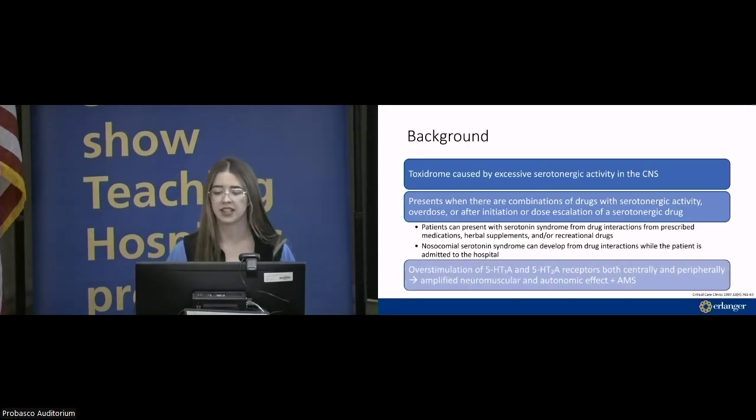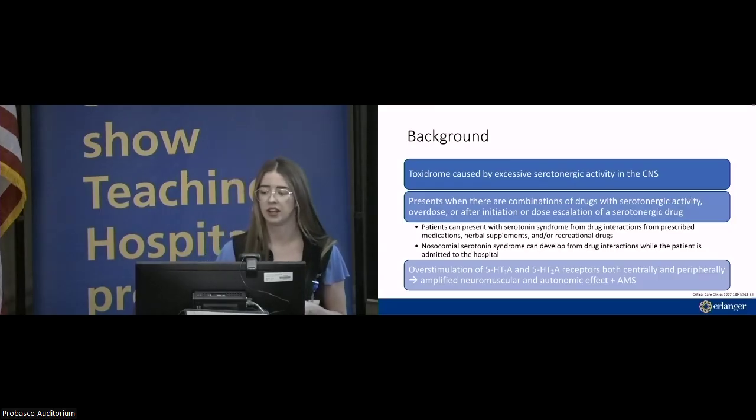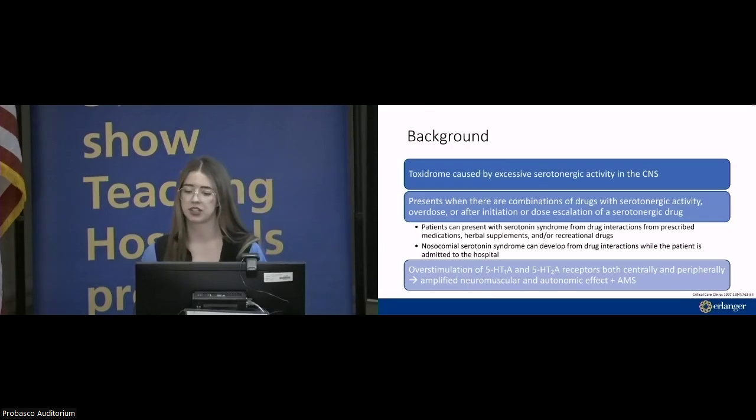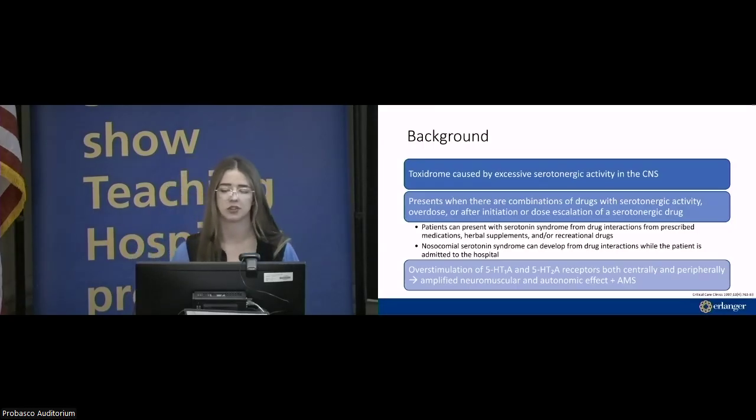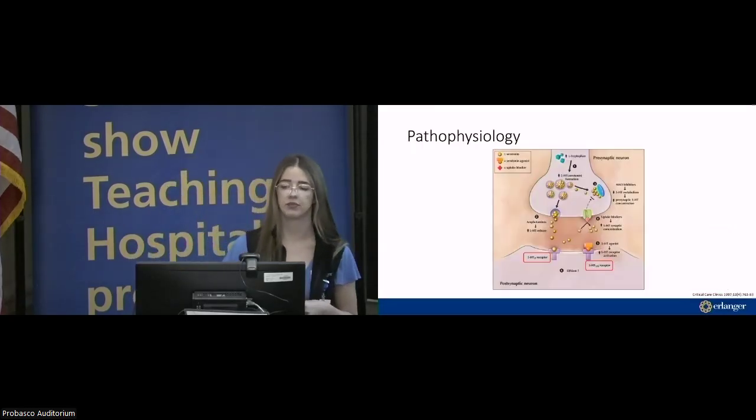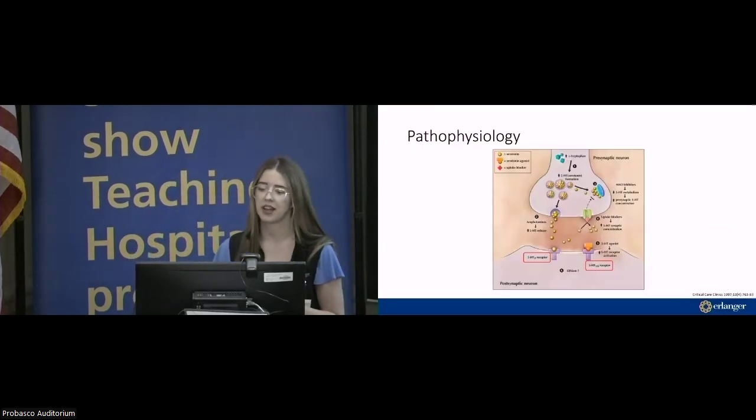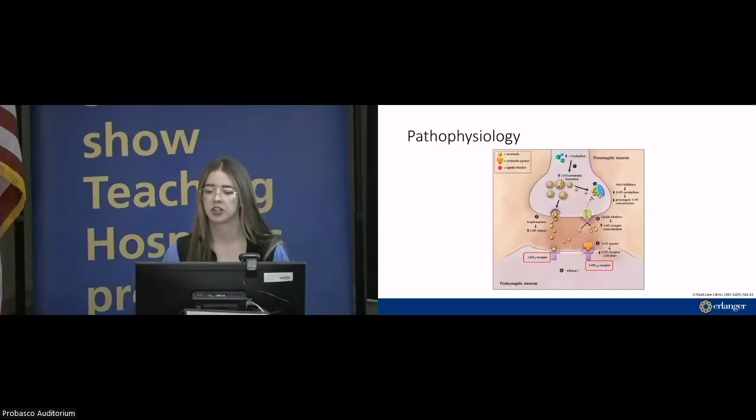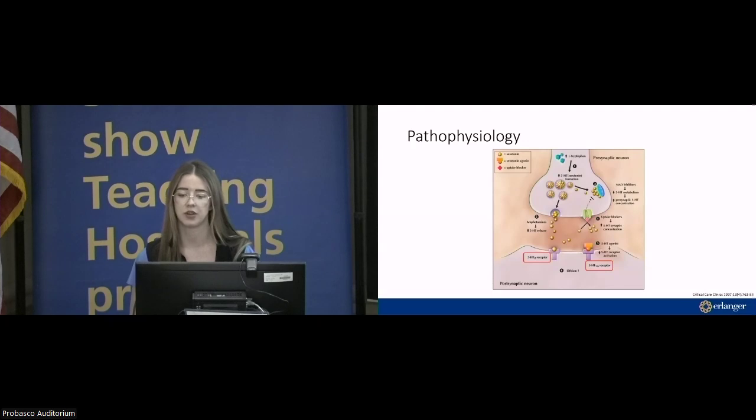The underlying mechanism is overstimulation of serotonin 1A and serotonin 2A receptors, centrally and peripherally, and this leads to amplified neuromuscular and autonomic effects plus altered mental status. This diagram highlights multiple points in serotonin signaling where medications can increase synaptic serotonin.